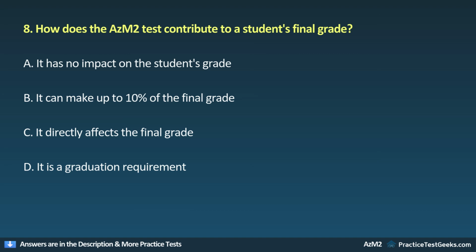8. How does the AzM2 test contribute to a student's final grade? A. It has no impact on the student's grade. B. It can make up to 10% of the final grade. C. It directly affects the final grade. D. It is a graduation requirement.